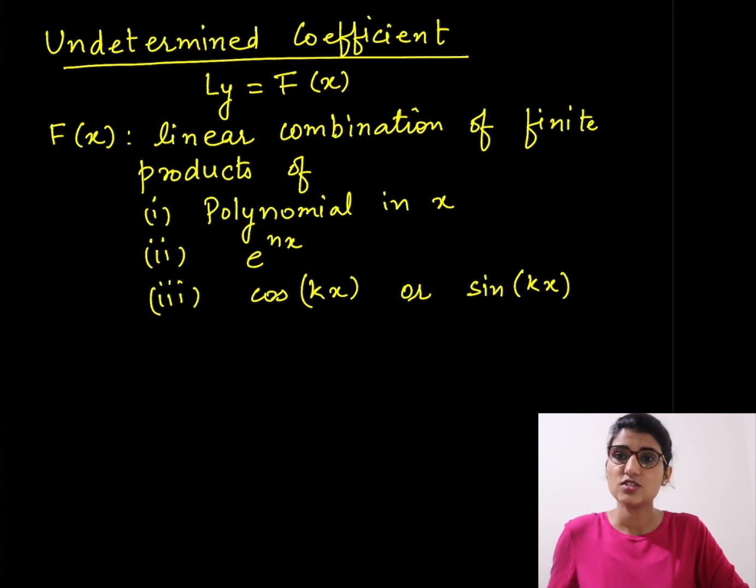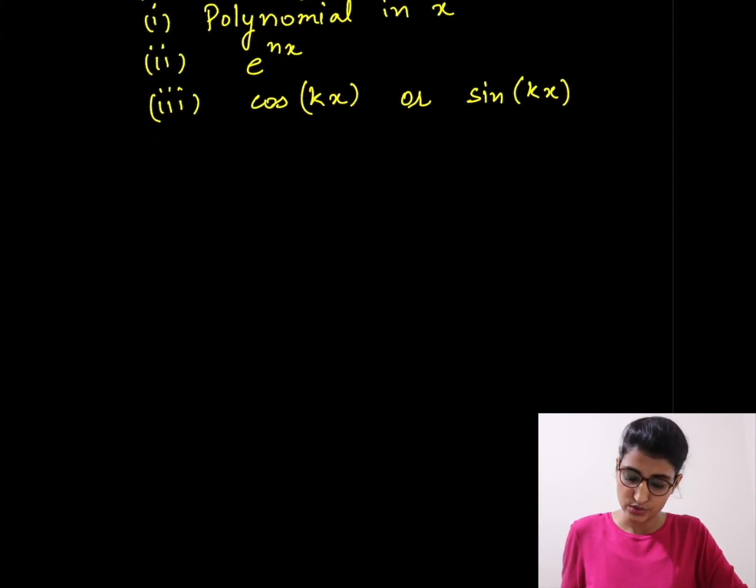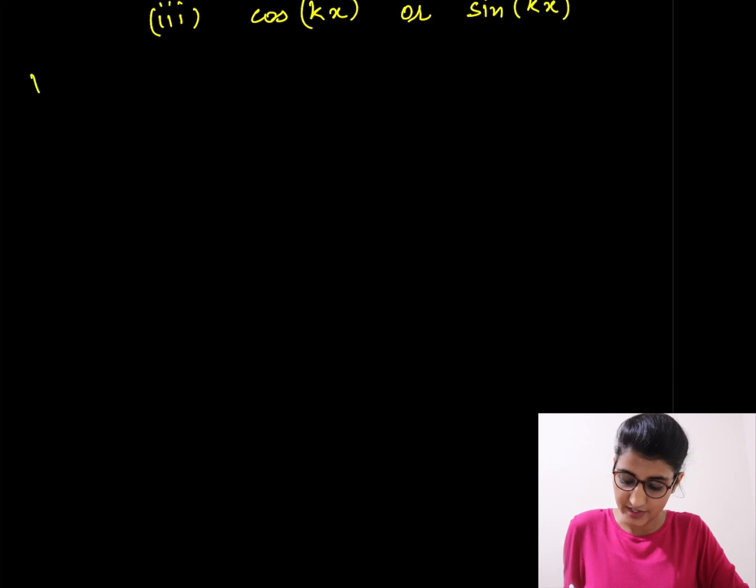And why only these three? Because we want the linearly independent terms of f(x) and its derivatives to be finite. In that case, we can use the method of undetermined coefficients. But suppose f(x) is not a linear combination of finite products of these terms, then what will we do? Then we can use the method of variation of parameters.